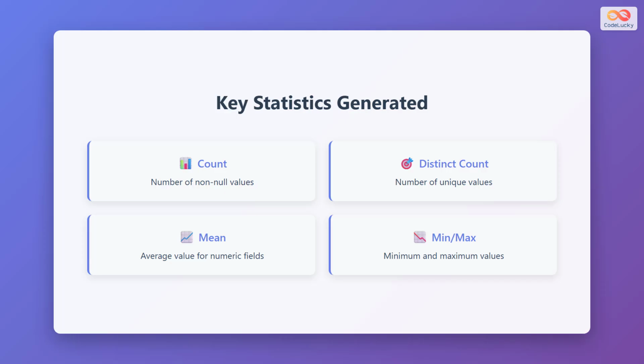The Field Summary command generates key statistics for each field in your data. First is the count, which shows you how many non-null values exist for each field. This is crucial for understanding data completeness. Second is the distinct count, which reveals how many unique values each field contains, helping you understand data diversity. Third is the mean, which provides the average value for numeric fields, giving you insights into the central tendency of your numerical data. Finally, you get minimum and maximum values, which show you the range of values in each field, helping you identify outliers or unexpected data ranges.